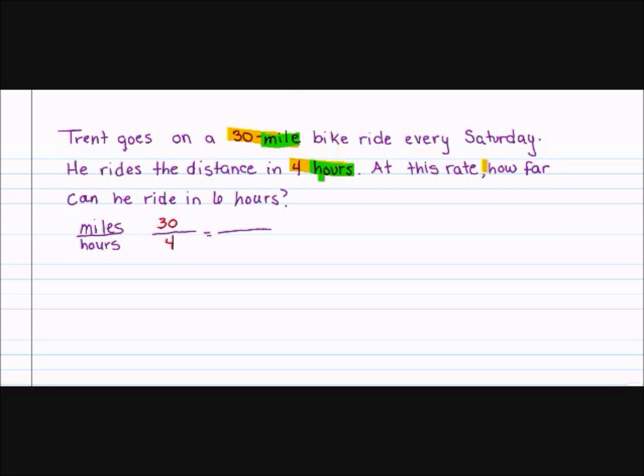At this rate, how far can he ride? I don't know how far he can ride. That's my variable. How far? How many miles can he ride in 6 hours? So what this problem's saying is if he can ride 30 miles in 4 hours, how far can he ride in 6 hours? Well, we have a proportion. We have to find x. Let's get our butterfly out.